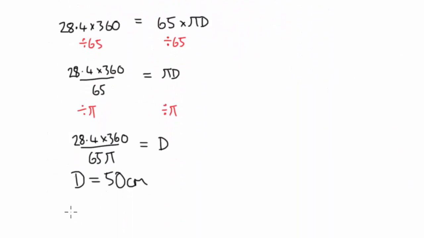Okay, so basically r equals your 50 divided by 2, so that gives you the length of the pendulum, which is the radius, equal to 25 centimetres. And that should be your answer for that question.